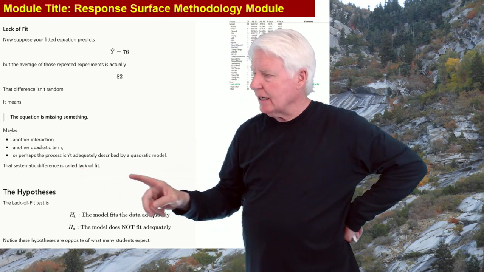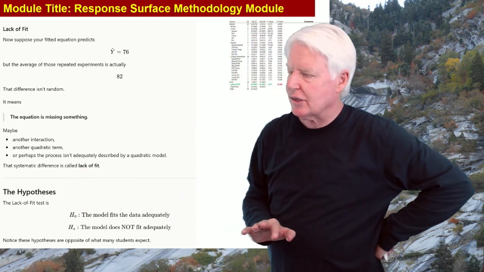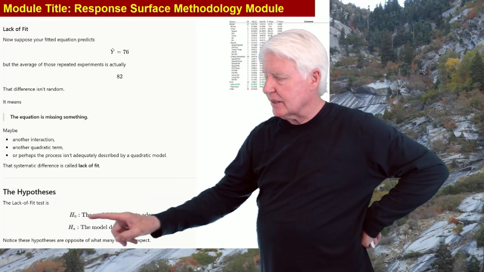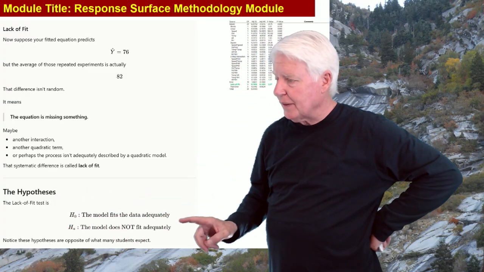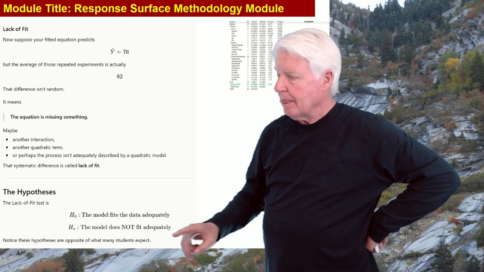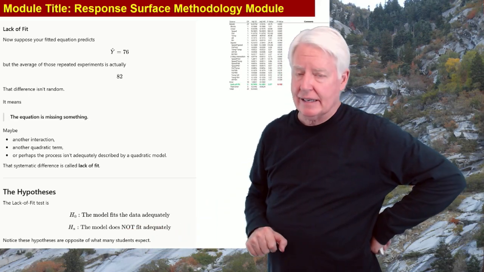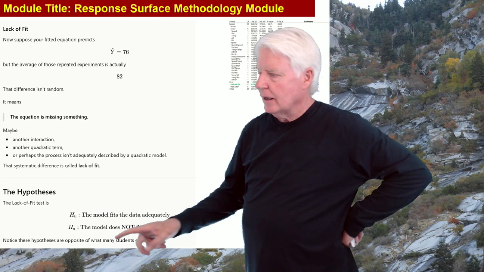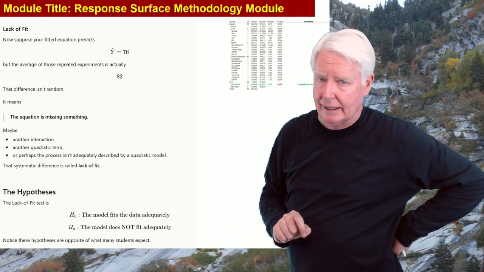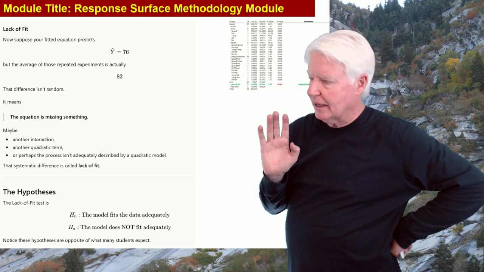Okay, this systematic difference is called lack of fit. The hypothesis for lack of fit, this is where it'll start coming together for you. The null hypothesis is that the model fits the data adequately. The alternative hypothesis is that the model does not fit adequately. Notice these hypotheses are opposite of what many students would expect. That's why this gets confusing. Once you get this down, it all comes together.